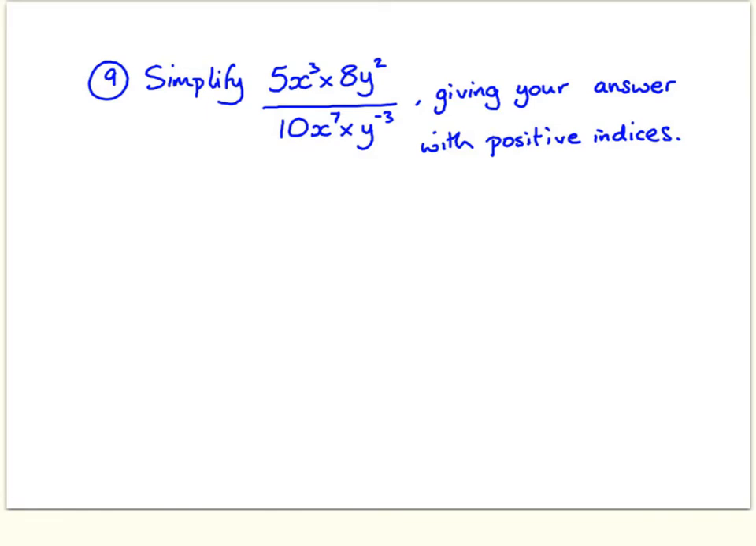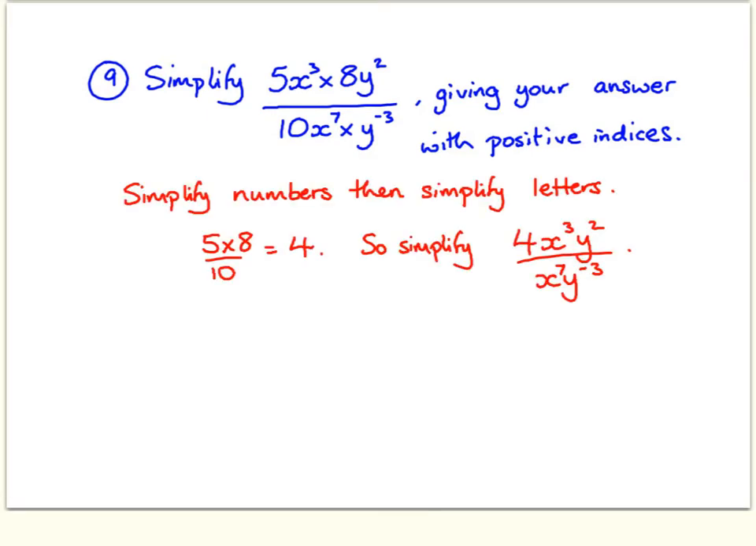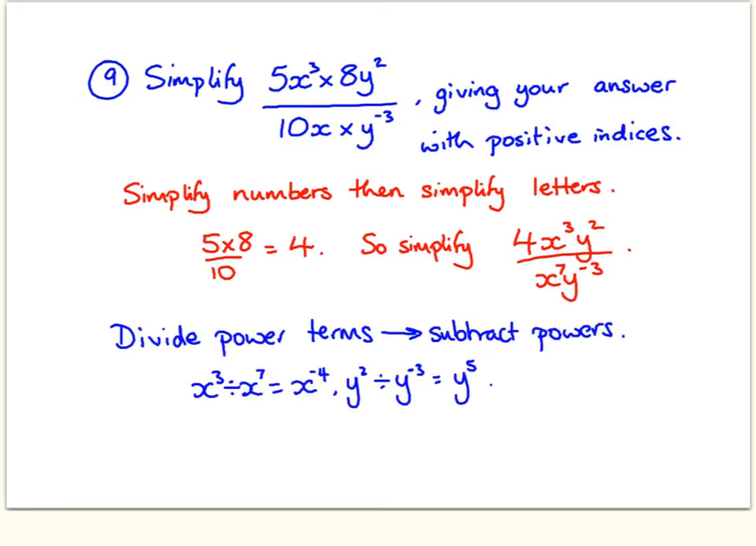Okay. Now it may be easier or better to simplify the whole number first and then write all the terms so you can then simplify them down. Now, obviously that x cubed term goes with x to the 7, and the y squared term goes with y to the minus 3. So the rule is divide the power terms, so you subtract the powers. So we've got x cubed over x to the 7, which gives you x to the minus 4, and y squared divided by y to the minus 3.